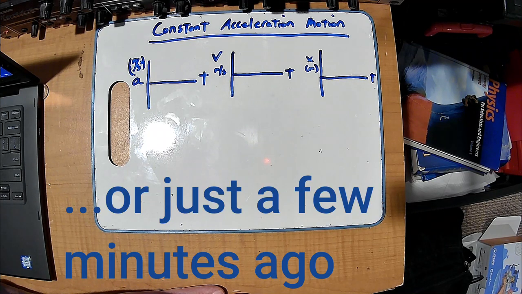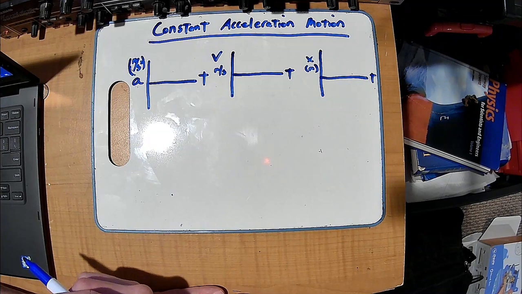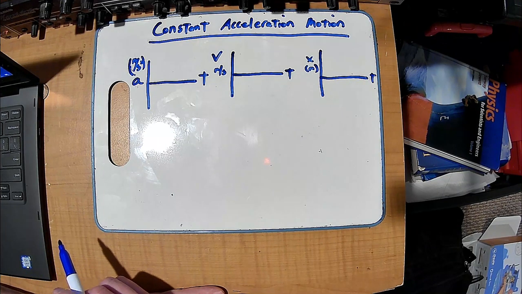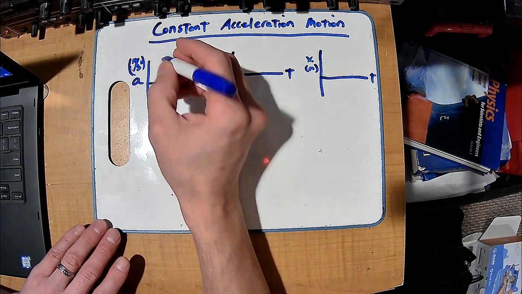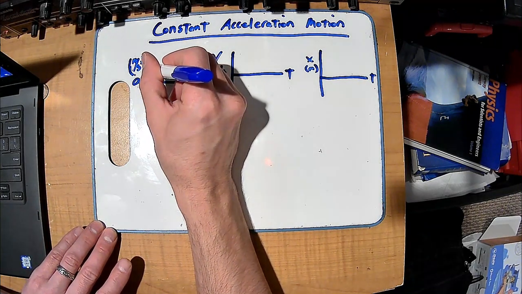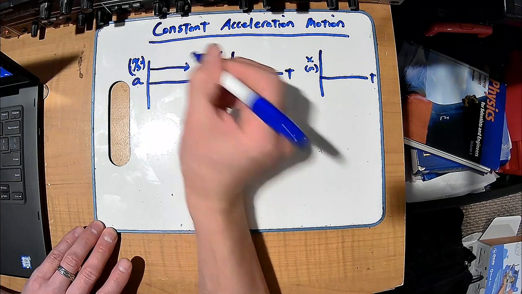So let's start by considering a situation where you have an object that has a constant acceleration, and let's assume that acceleration happens to be positive. Now, we haven't talked about acceleration versus time graphs yet, but you have enough knowledge at this point to figure out that if we graph acceleration versus time for constant positive acceleration, the graph is going to be a horizontal line above the t-axis.